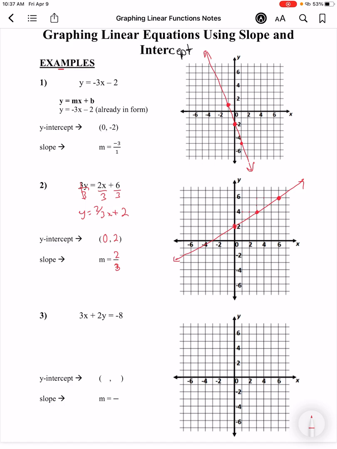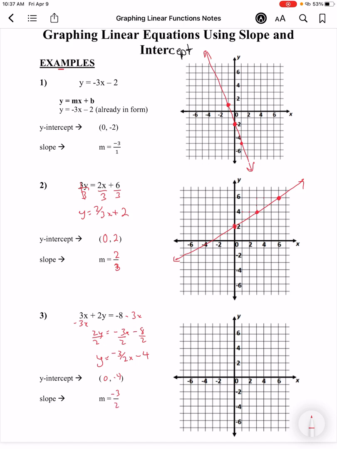All right, looking at our third one, we have an equation in standard form, and so we can subtract 3x from both sides. So now I have 2y equals -3x minus 8. And I would divide by 2. So then y equals -3/2 x minus 4. So all I'm trying to do is get y alone. Again, the y-intercept would be (0, -4). My slope would be -3 over 2.